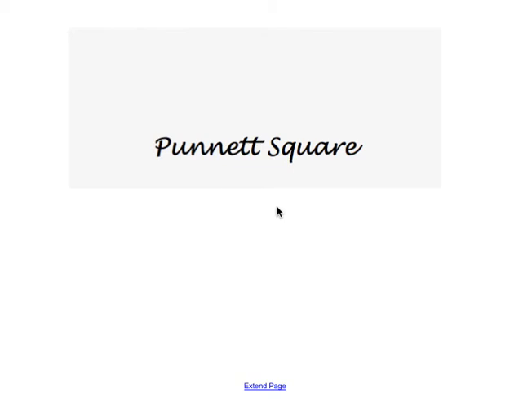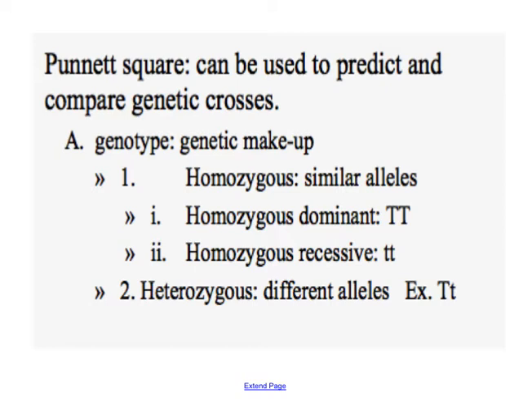We're going to be talking about Punnett squares. So first of all, we have to figure out, okay, what exactly is a Punnett square? Well, a Punnett square can be used to predict and to compare genetic crosses. One of the first genetic terms we have to talk about is something called a genotype.